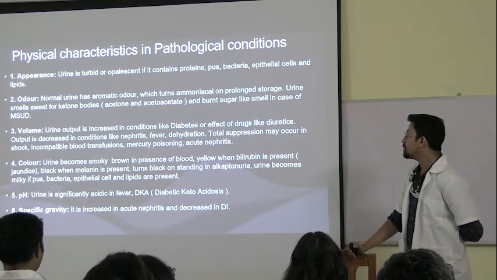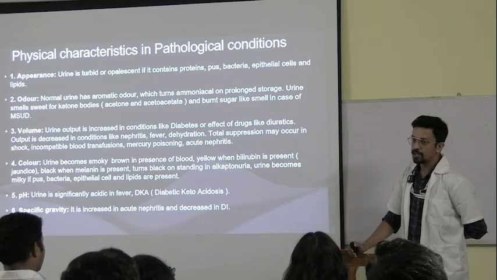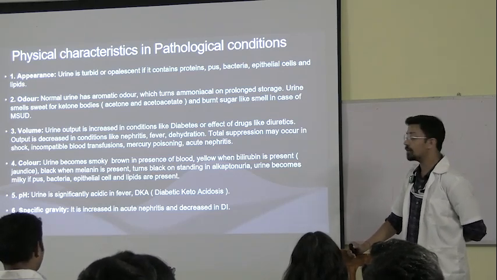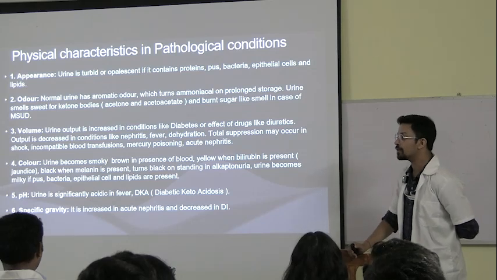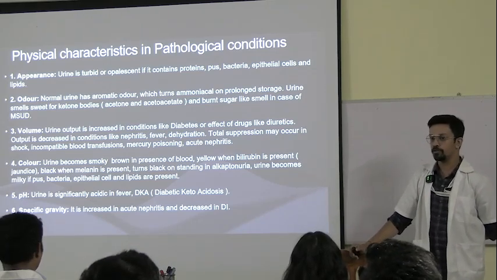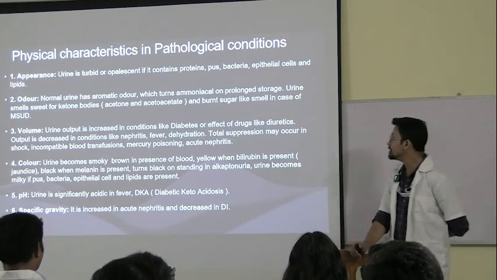Now color. Urine becomes smoky brown in the presence of blood. Fine. If there is blood, it will become smoky brown. If there is bilirubin, it will become yellow. Now can anybody tell me why urine color is pale yellow? The normal urine color is pale yellow. There is no bilirubin. Why? It is urochrome. Nice, very good.